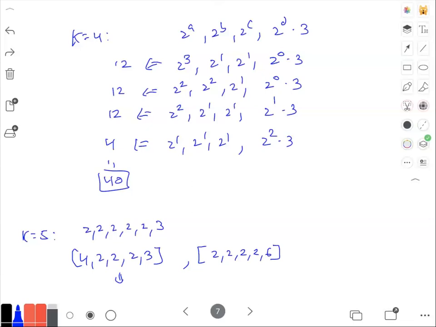So this has how many ways to rearrange? 5 factorial over 3 factorial, which is 20. And then this one has 5 factorial over 4 factorial, which is 5 ways. So there's 25 ways for that. And finally, k equals 6. Then we're just rearranging this. So 5 2s and 1 3, that's 6 choose 5 or 6 ways.